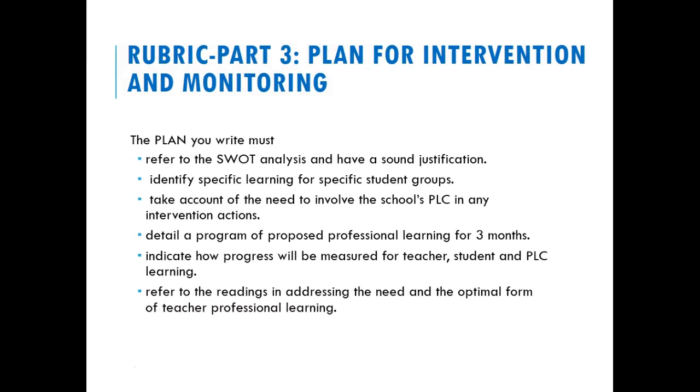So for the plan, you must refer to the SWOT analysis and make the bridge between part 2 and part 3. You should identify the specific learning for the specific student groups that are going to occur. You're going to take account the need to involve the school's PLC in any intervention actions. Detail a program of proposed professional learning for 3 months. Indicate how progress will be measured.